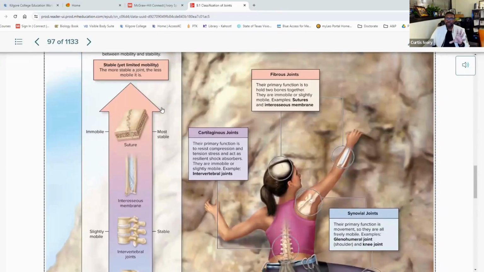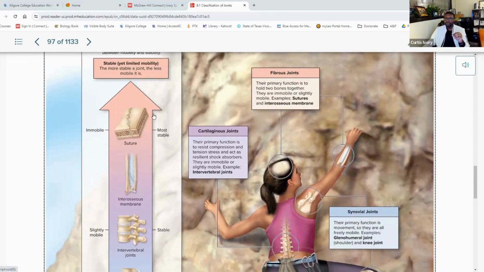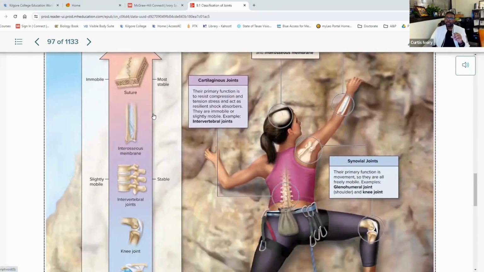So here it gives you some examples. An immobile one would be like a suture, just like in our skull. Slightly mobile would be like in our back. Our vertebrae in our back can move, not too drastically, of course, because remember we have a spinal cord running down the middle, but they can shift a little bit. Even when you walk or sit down for long periods of time, those cartilages can compress and move a little bit. Sometimes that's why you have to go to a chiropractor to get readjusted.